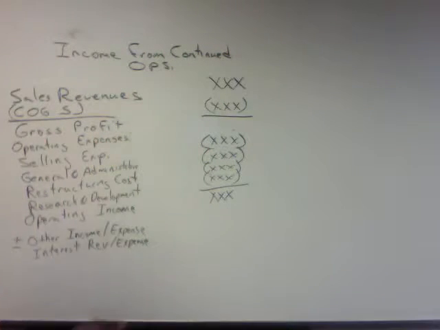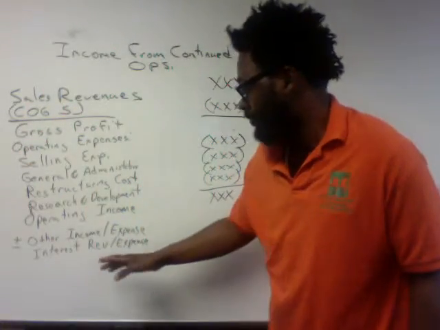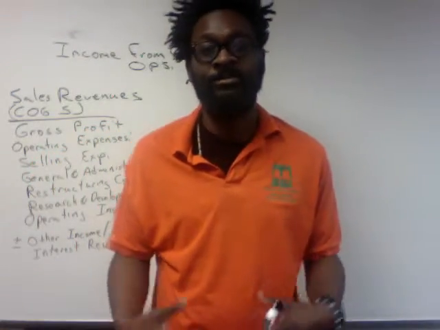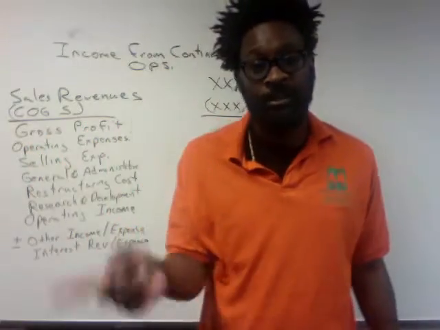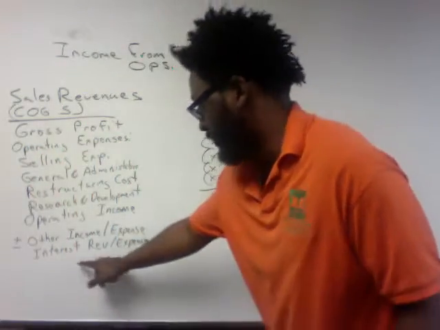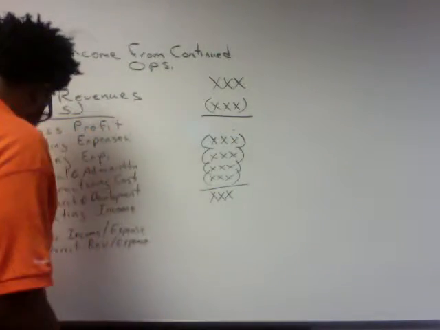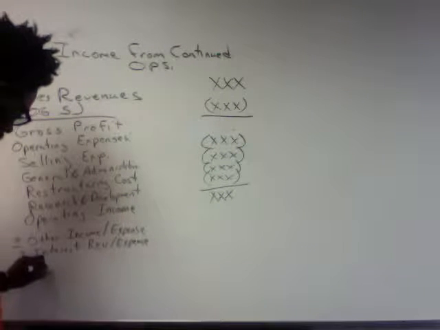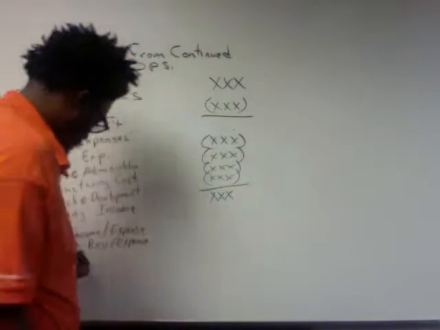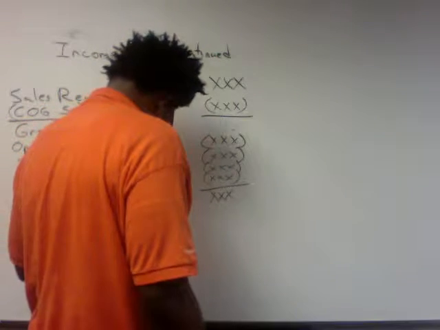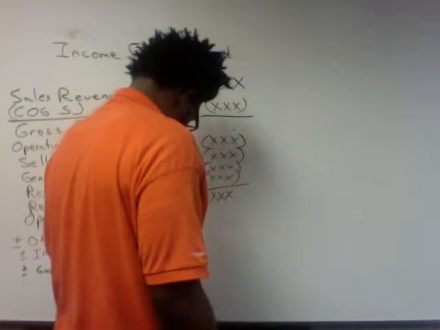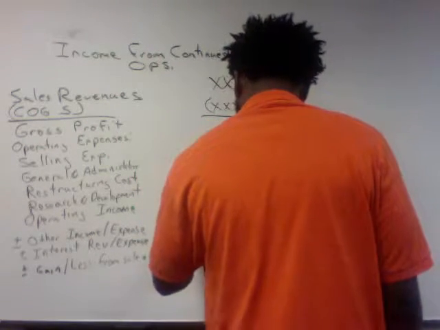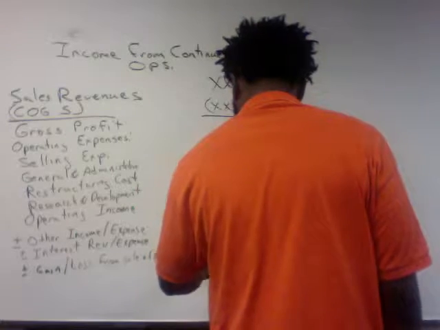Another part that may happen in continued ops would be the realization of gains or losses from selling assets, right? Any gains or losses that may come from selling assets are going to go here too. So you're going to plus or minus interest revenue or expenses, and you're going to plus or minus gains / losses from sale of assets. Okay? Those numbers are going to go there, and they could either be added or subtracted. Right now we're just going to put them in brackets.